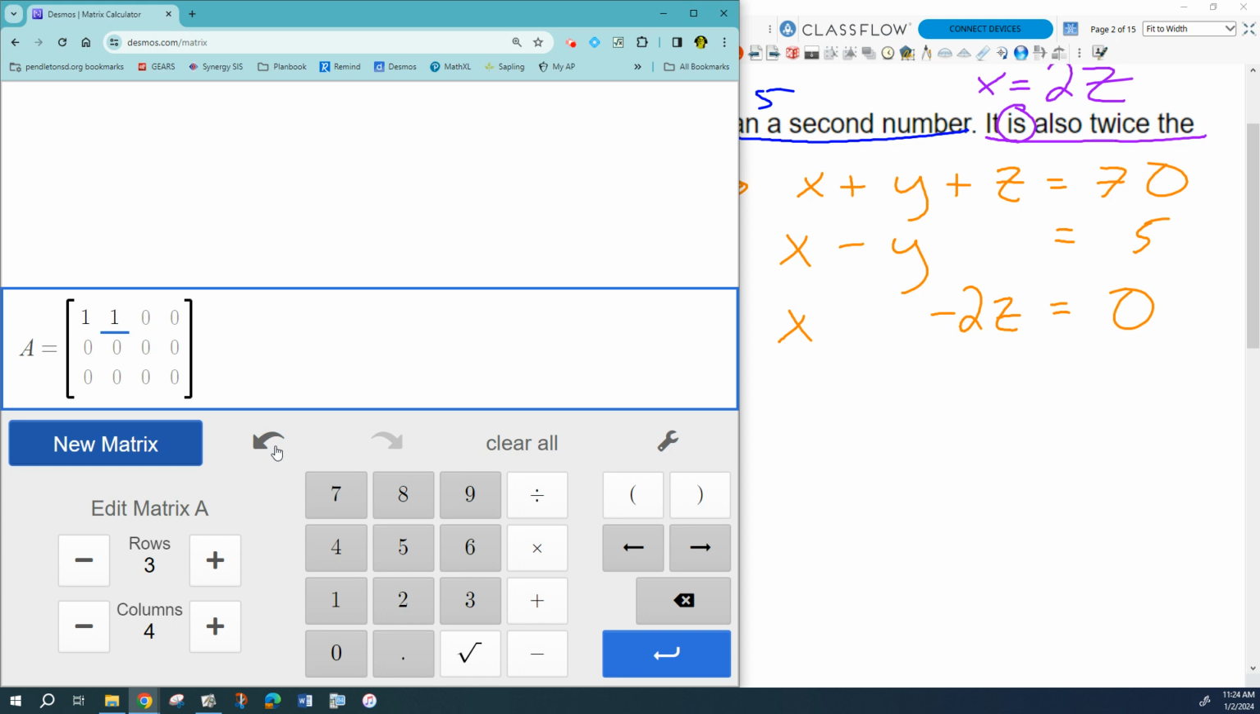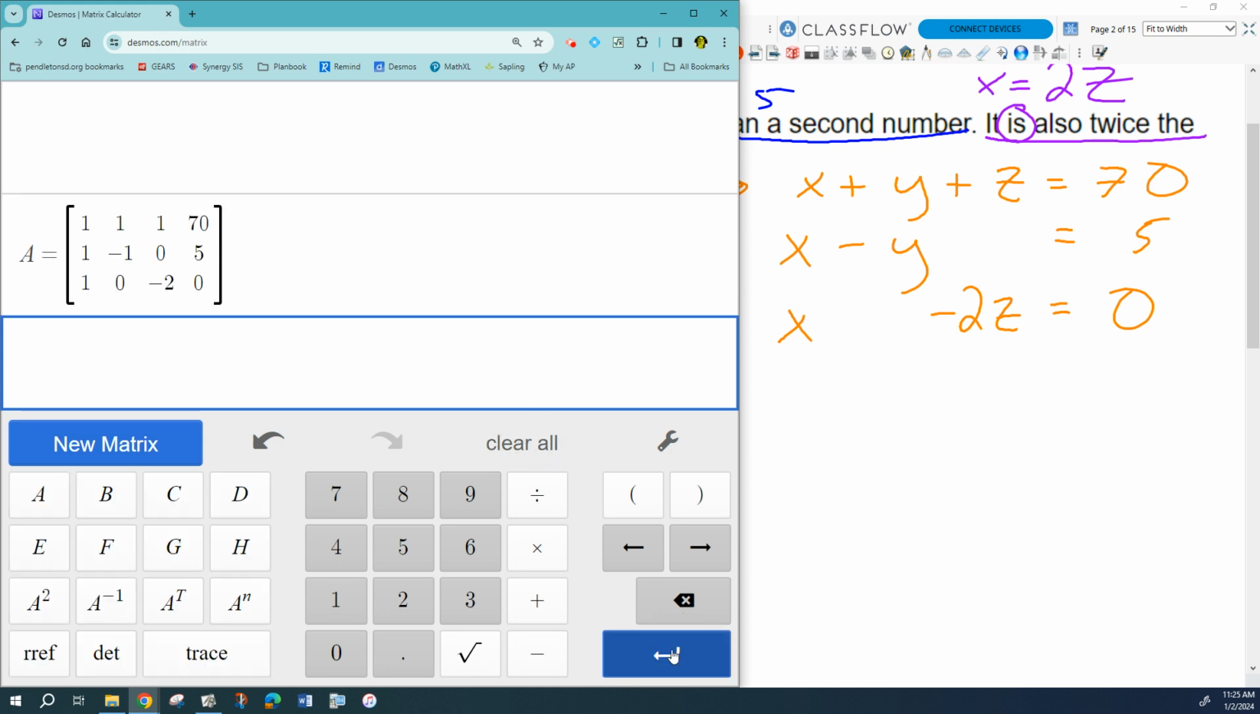1, 1. Good. Right, remember there's no variables in the matrix. We only put the coefficients in the matrix. Next row? 0, there we go, no z's. So we got 0, 5. Next one? Negative 2, 0. There it is. Okay. Perfect. Now what? Got to hit enter.